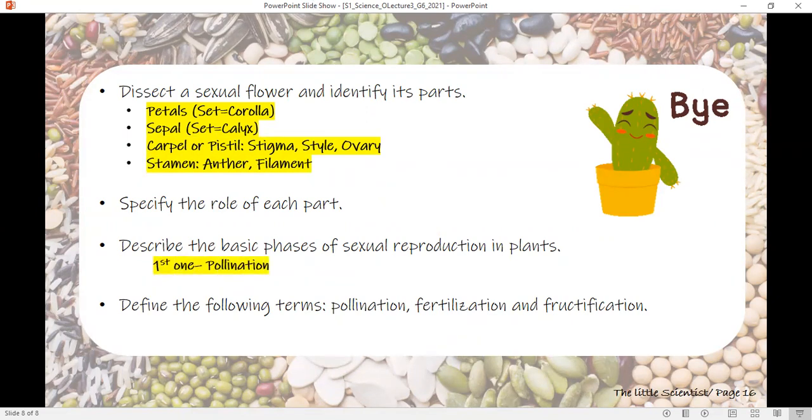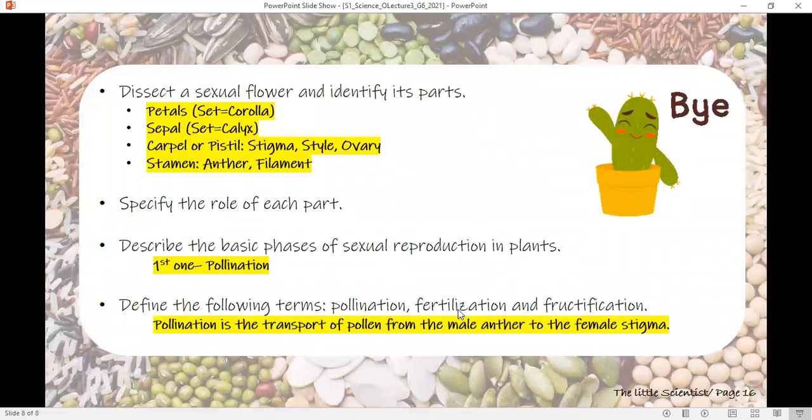The first step of reproduction is pollination. What's pollination? It's when pollen grain is transferred from the male anther, from the head of the boy to the head of the girl. Okay, that's pollination, when we move pollen from here to here. Then when the pollen grain reaches the stigma, it goes down through the style to the ovary to meet the ovules.